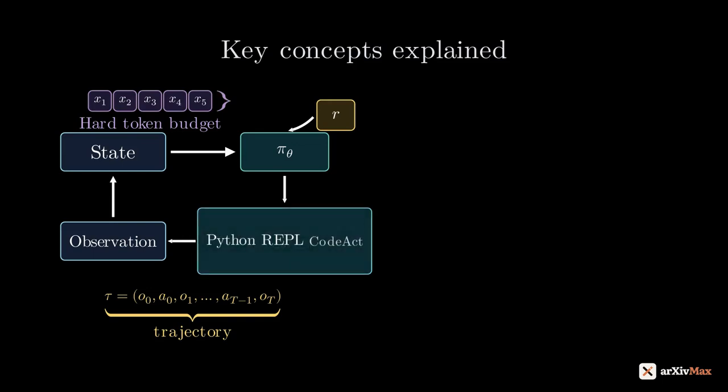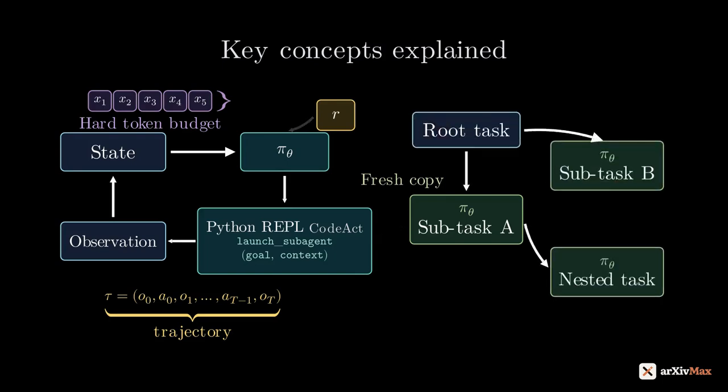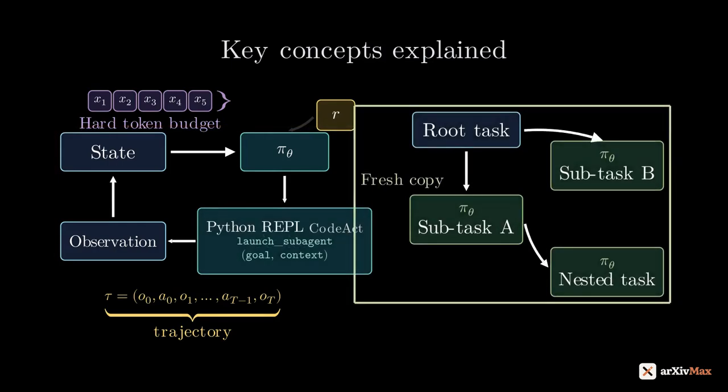The agents in this paper act inside a Python REPL environment, a style called CodeAct. A special asynchronous function, the launch subagent function, starts a fresh copy of the same policy on a subtask, optionally with its own context chunk. The whole run then becomes an execution tree. The root is the original task, and children are delegated subtasks. A non-recursive agent always follows a single path. A recursive agent produces a dynamic, nested tree.